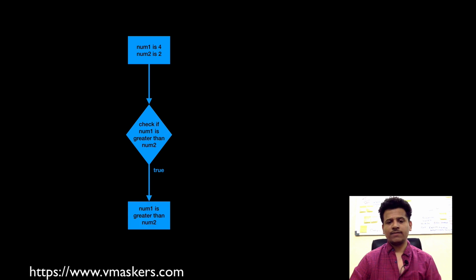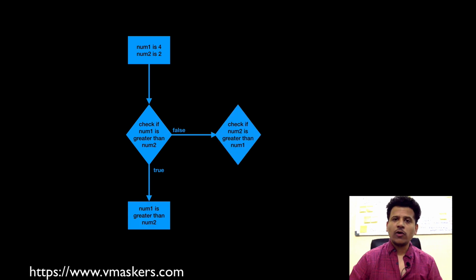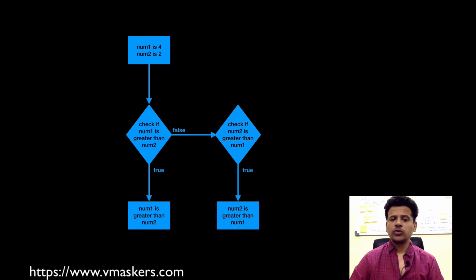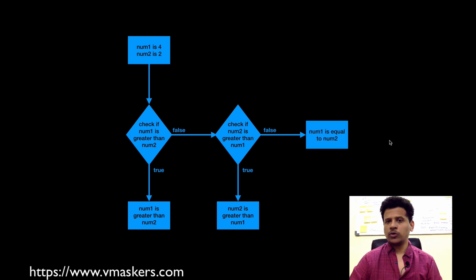So this is a program. We have defined two variables. Num1 is 4, num2 is 2. We are checking num1 is greater than num2. If it is true, then we are printing num1 is greater than num2. If it is false, then we are checking is num2 greater than num1. If it is true, then we are printing num2 is greater than num1. And if it is not true, then we are printing num1 is equal to num2.